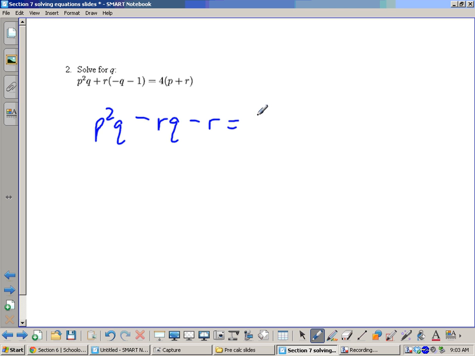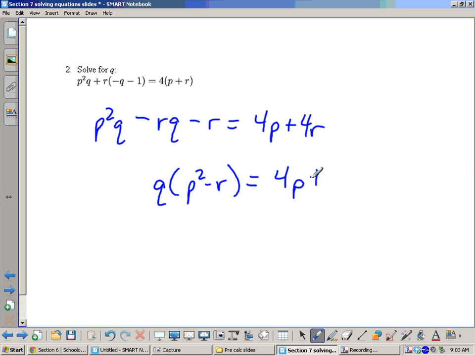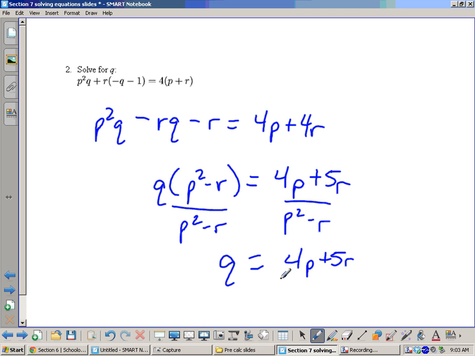minus r equals, and then we can distribute this 4 over here as well and get 4p plus 4r. Now we can see that we have q we can factor out here. Add the r to the other side and simplify that. So we're just going to get q times p squared minus r equals 4p plus 5r. And then our last step would be to divide by p squared minus r to get q equals 4p plus 5r all over p squared minus r.